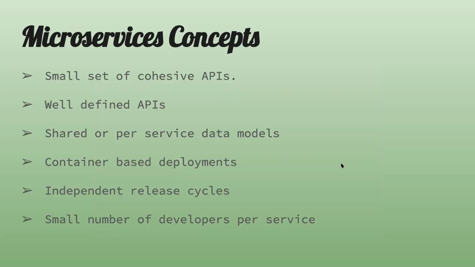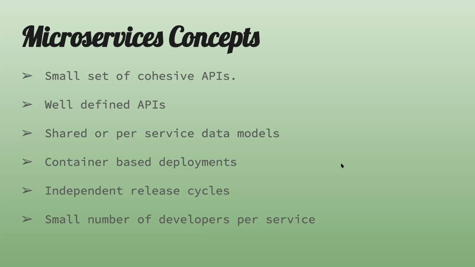When it comes to microservices concepts, when we are developing a microservice, we first need to identify the coherency between these APIs. A highly cohesive set of functions are coupled together, and a small number of APIs need to be developed for a particular microservice, and there should be a well-defined API contract for that microservice.